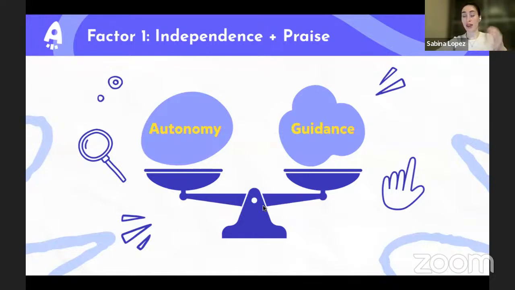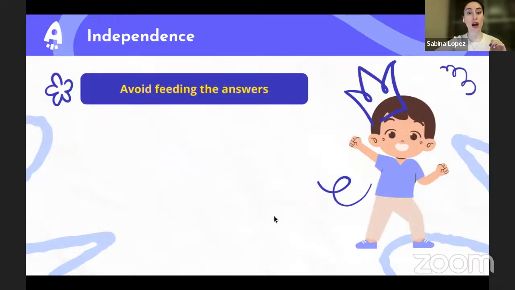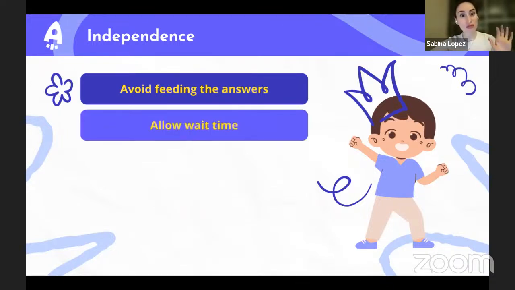What we really want to achieve here is a fair balance between autonomy and guidance. We want to give our students enough autonomy to make some decisions in the lesson, and at the same time, we want to use our expertise to guide them through the whole process. And some useful tips here are basically avoid feeding the answers, give them some wait time, give them a chance to demonstrate what they know, and only if you make sure that they don't know something, go ahead and give them the answer.